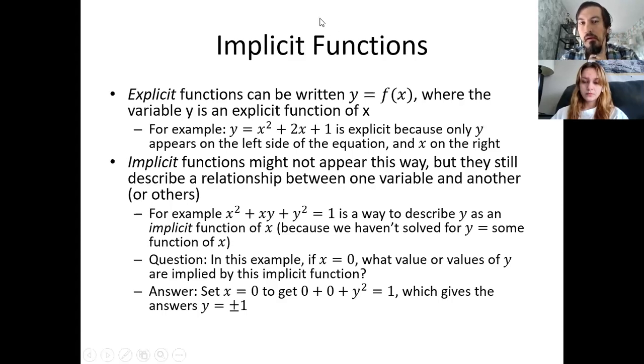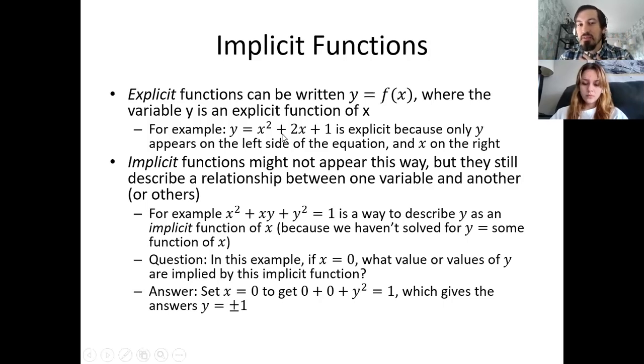Okay. Let's first talk about what an explicit function is. It's something that can be written, let's say, y equals f of x. That means y is a function of x. That's one way to read that. Y equals f of x is how I would actually read that. But what it means is there's some variable y, and it can be written as an explicit function of x. That's kind of what we think of when we think of functions.